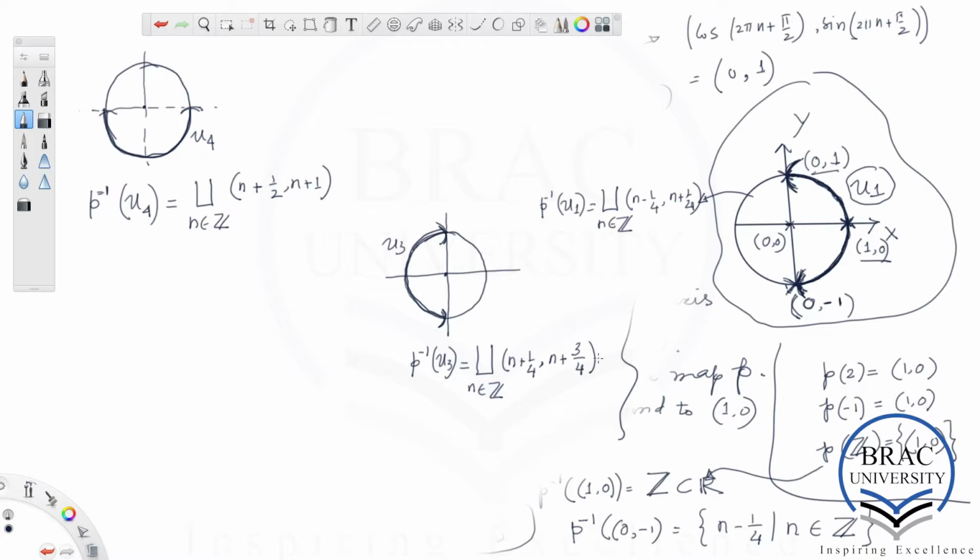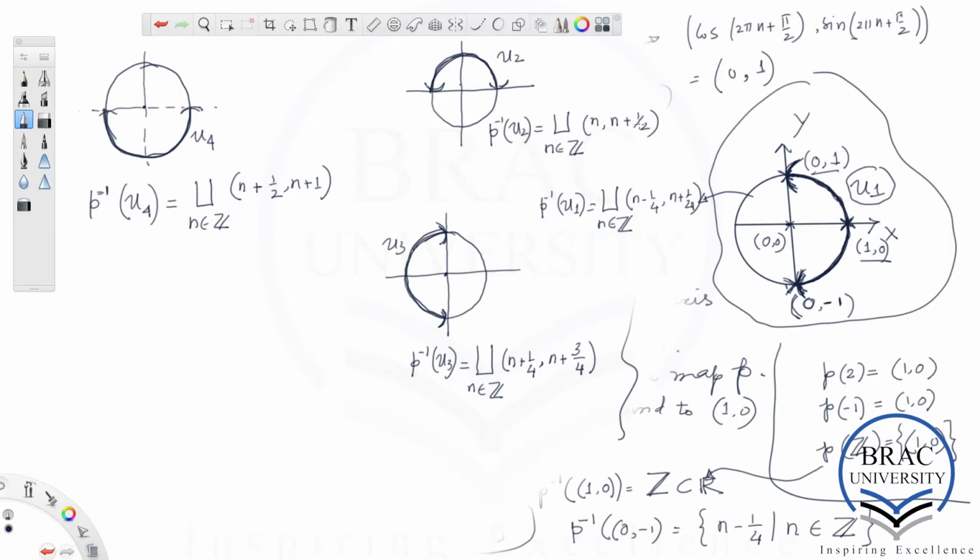Okay. Finally, when you have this top open arc, which we call U2, then the inverse image of it is the disjoint union of the following open intervals in R: n comma n + 1/2.